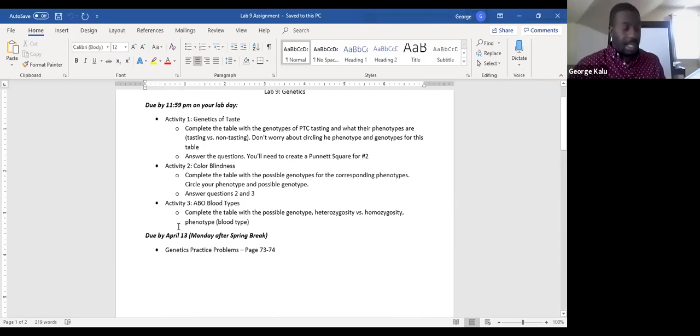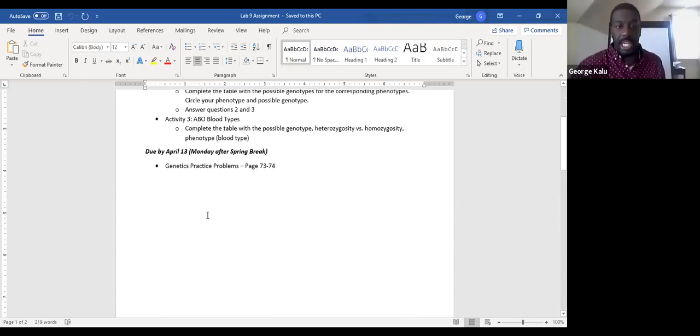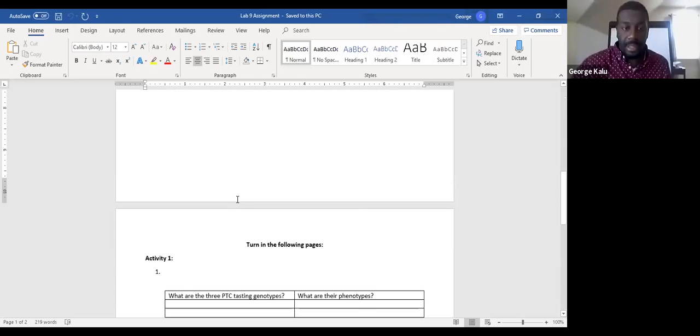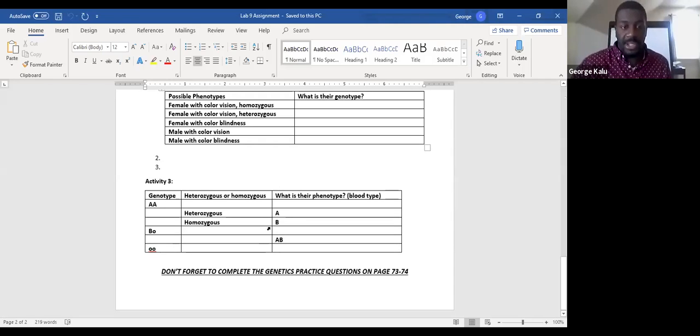For activity 3, we're going to be looking at blood types. You're just going to be filling in this table, listed here, and you're going to complete it. Here we have some genotypes, here we have whether it's heterozygous or homozygous, and here we have the possible phenotypes. You're going to fill all this in. Remember that blood types are considered codominant, so this is a codominant type of situation. List the genotypes, fill in the heterozygosity or homozygosity, and then what the phenotype would be, or the blood type in this case.